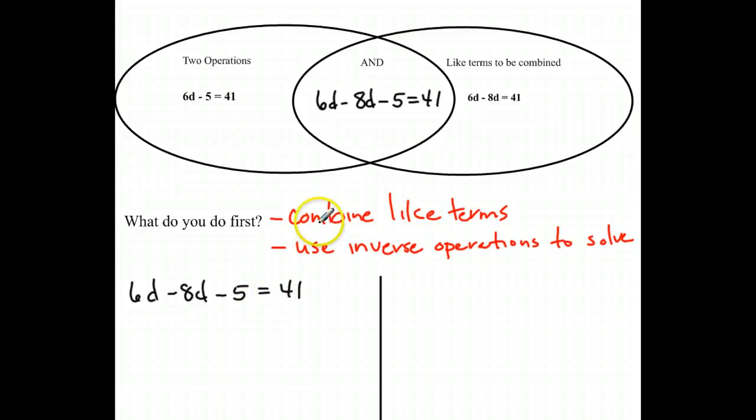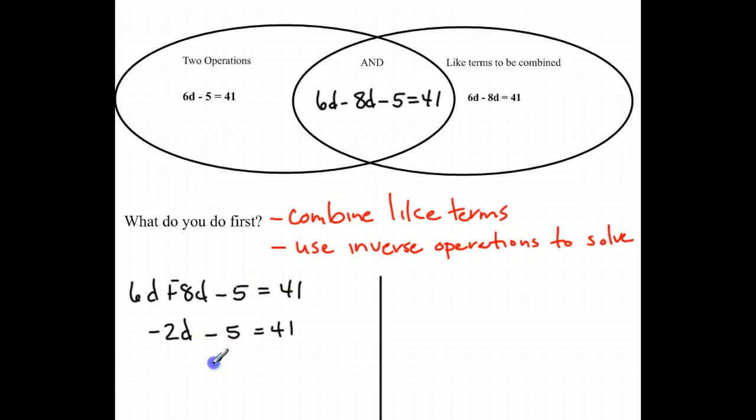I said our first step would be to combine like terms. If I look at our like terms, we're going to have 6d and the negative 8d. To combine these like terms, I need you to make sure that you see that this 8, because we're subtracting it, is the same thing as adding a negative 8d. That will end up giving us a negative 2d minus 5 equals 41. Now this just looks like a two-step equation that we were doing in the past section.